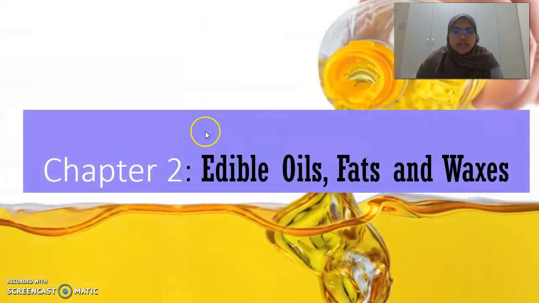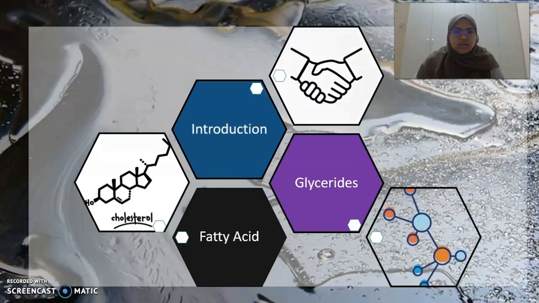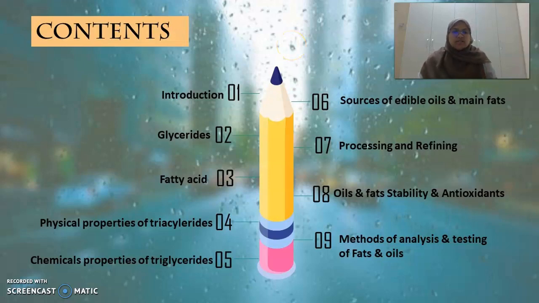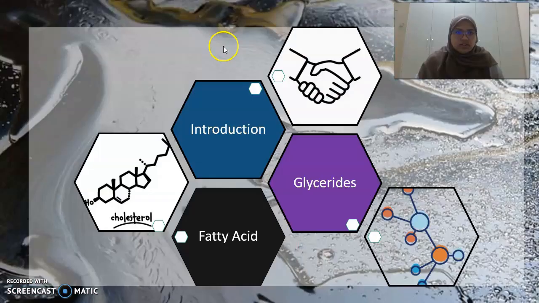And we're going to explain chapter 2, which is edible oils, fats and waxes. In this chapter we're going through the introduction, glyceride, fatty acid, physical properties of triglyceride, chemical properties of triglyceride, sources of edible oils and manufacture, processing and refining oils and fat, stability and antioxidant, and also the method of analysis and testing of fat and oils. So this is all the contents, and I'm in charge to explain about the introduction, fatty acid, and also the glyceride.